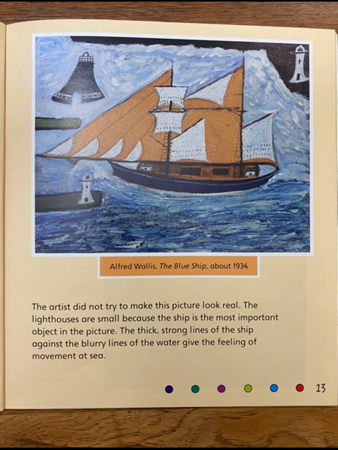Here's another one. It's Alfred Wallace, The Blue Ship, about 1934 was the year. So the artist did not try to make this picture look real, and that's okay. The lighthouses are small because the ship is the most important object in the picture. Can you see that? It's like 3 lighthouses. The thick, strong lines of the ship against the blurry lines of the water give the feeling of movement at sea. How many of you have been to the lighthouse in Michigan City?